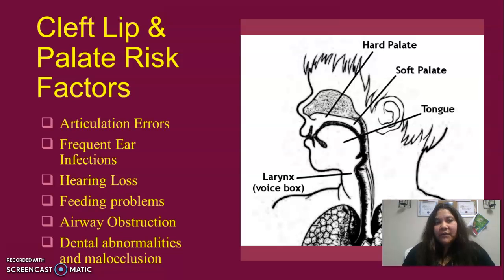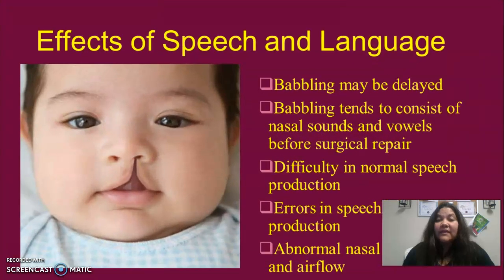Cleft lip and palate risk factors: articulation errors, frequent ear infection, hearing loss, feeding problems, airway obstruction, dental abnormalities. Effects on speech and language: babbling may be delayed. Babbling tends to consist of nasal sounds and vowels before surgical repair. Difficulty in normal speech production, errors in speech sound production, abnormal nasal resonance and airflow.